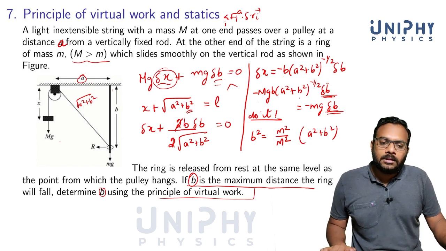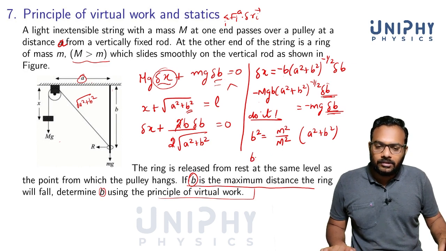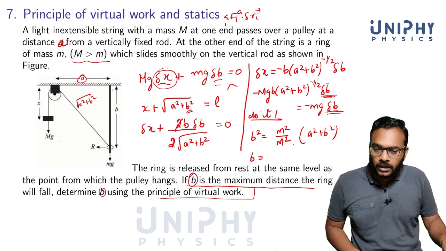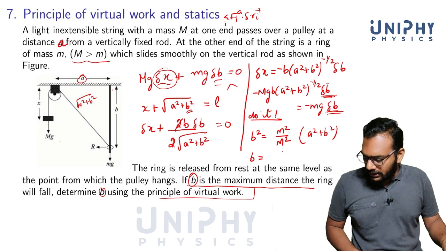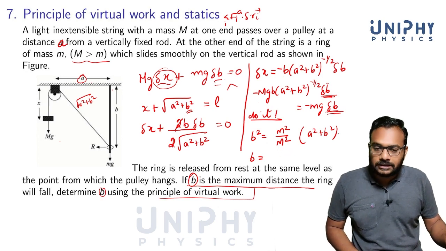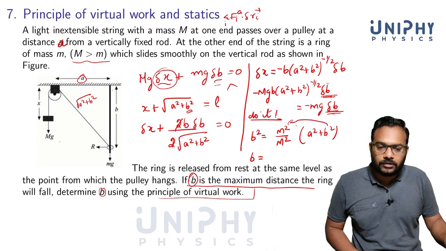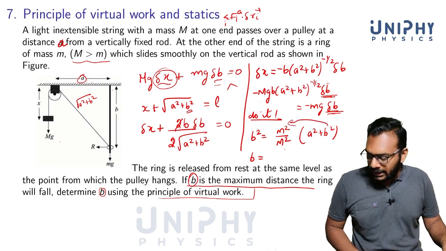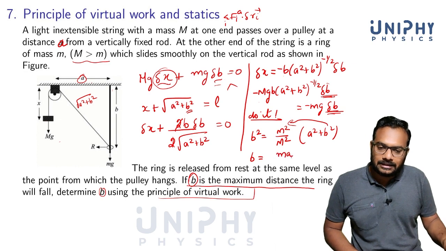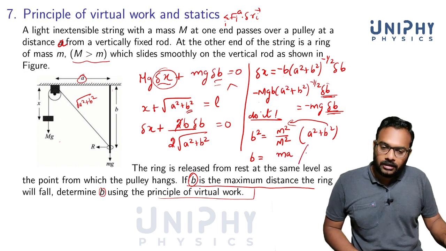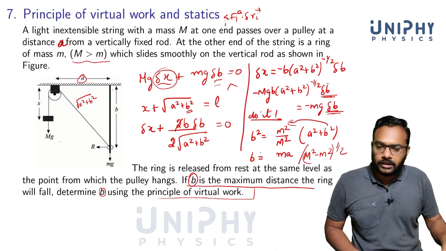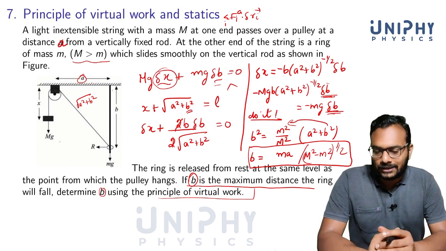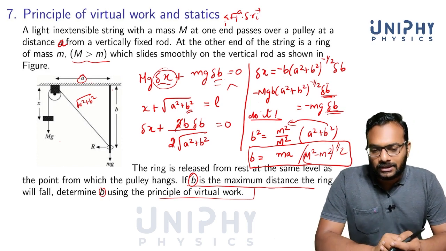So that's that. You can just solve this, and since there's a b here also, we have to bring it together and rearrange it a little bit. I'll give you the final result: it's ma divided by (m square minus m square) whole raised to 1 by 2. That would be the final answer. If I have made any mistake, you can just check that.